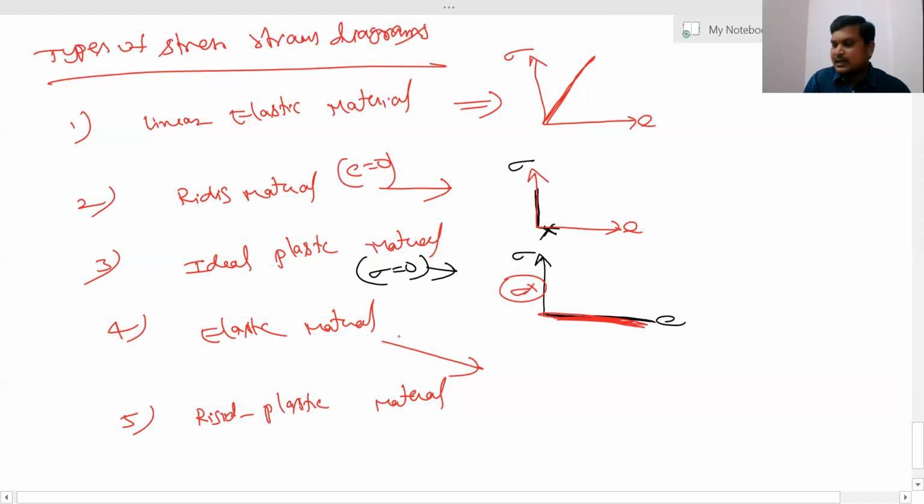Next, the elastoplastic material. This is the elastic plastic material. Its stress strain diagram follows two stages. The first one, up to some proportional point, is linear elastic. Then it follows like this. This is an elastoplastic material, and the last one is the rigid plastic material.